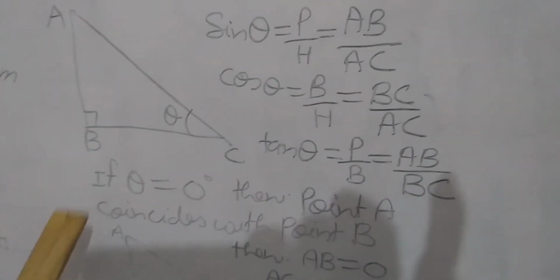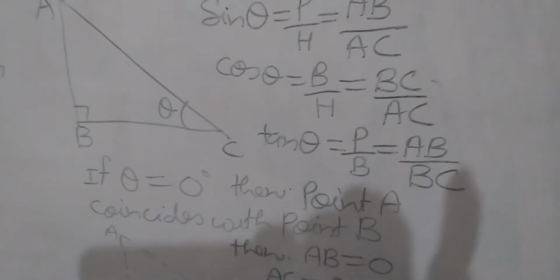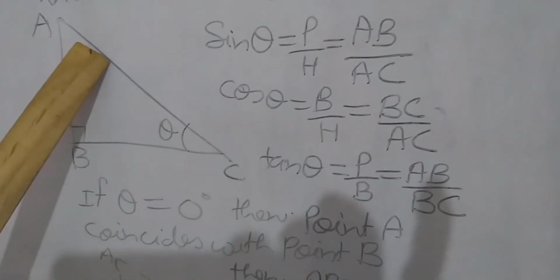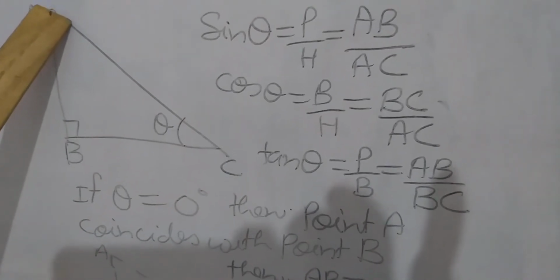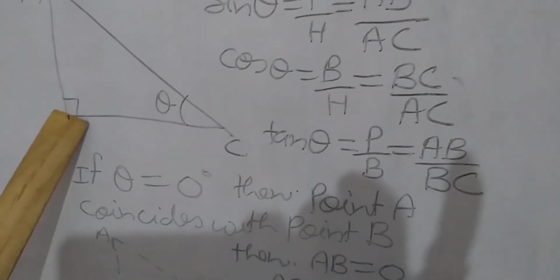Now students, if theta equals 0, if the theta value is 0, then what will happen? AC falls down on BC.